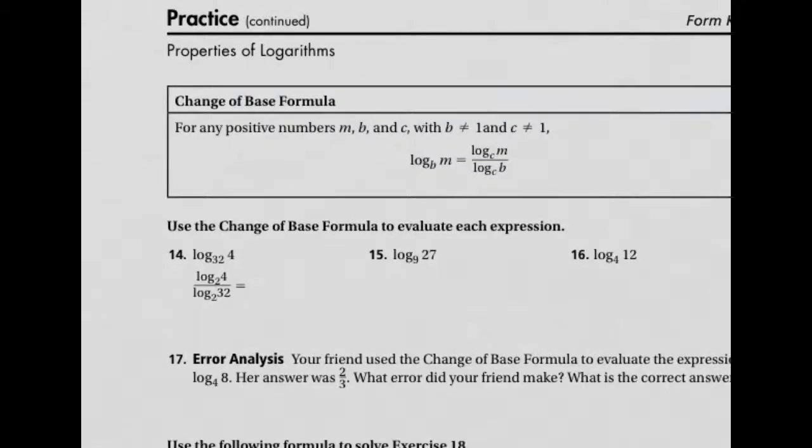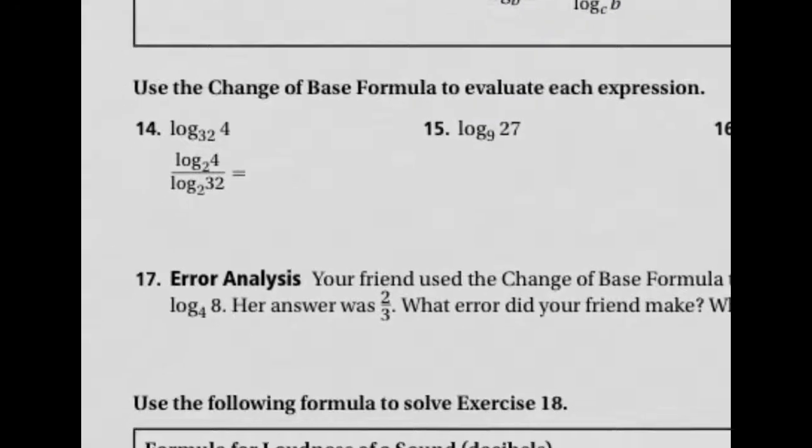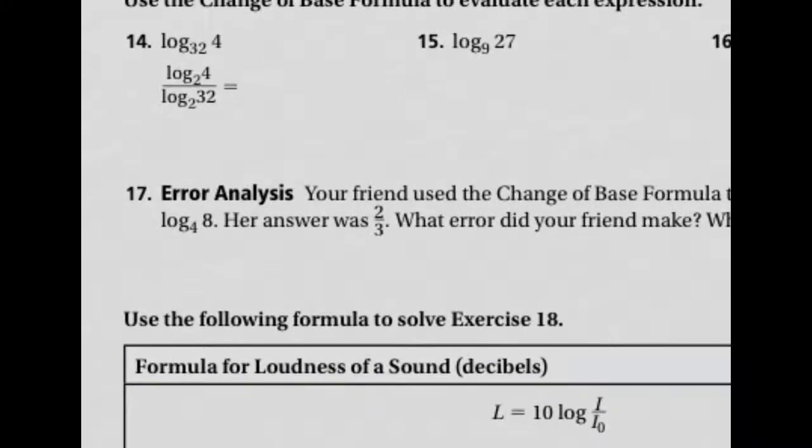Alright, on these next few problems, we're going to use the change of base formula, which allows us, remember, to change the base of any logarithm to any base that we would like. So let's start with number 14. Number 14 says log base 32 of 4. Now, it's already started for us here. It says log base 2 of 4 over log base 2 of 32. What we got to figure out is why did they choose base 2 here? Why is that the base that they chose? And then you should see that the 4 and the 32 can both be broken down to a power with base 2.